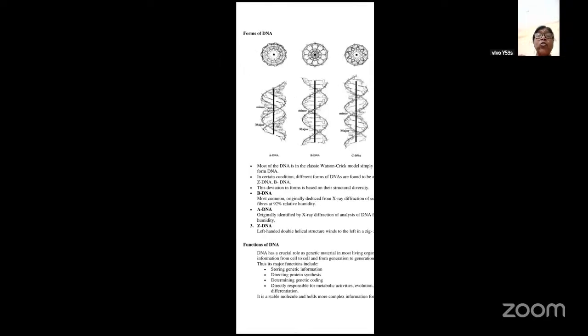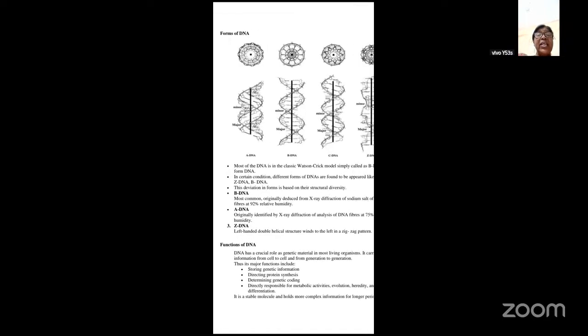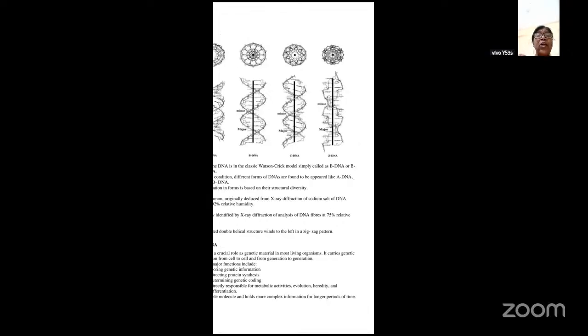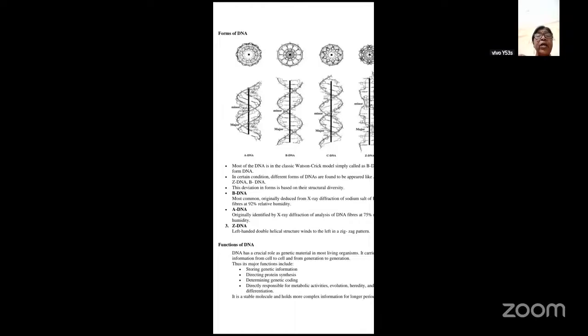Now, next, most of the DNA is in the classic Watson-Crick model, simply called the B-DNA or the B-form DNA. Most of the DNA adjusts to the Watson-Crick model. That is why it can be called B-DNA or the B form of DNA.